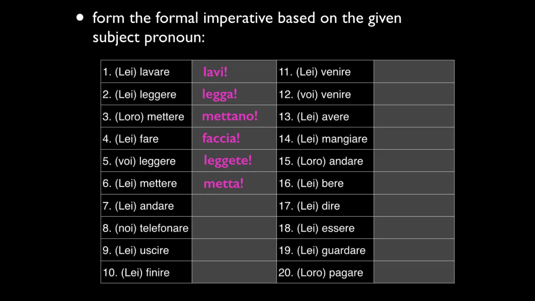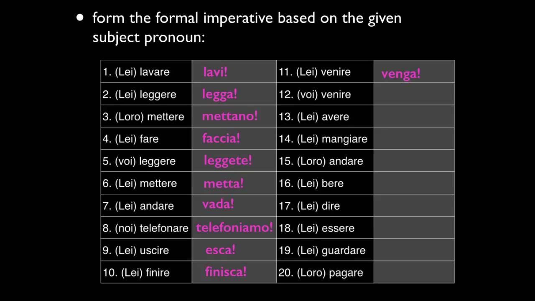Number 7, lei andare. Remember, you want to say I go, right? Always think about whether they are irregular in that present tense. So andare is vado, but chop the O, add an A, vada. So go. 8. Noi telefonare. We want to say let's telephone. This is, again, some review here. Telefoniamo. 9. Uscire, that is esca. Again, you say io esco, I go out, chop the O, add an A, esca, get out of here. Esca, leave. 10. Finire, again, irregular, finisca. 11. Lei, venire. I'm going to say come here, that's venga, venga signore.